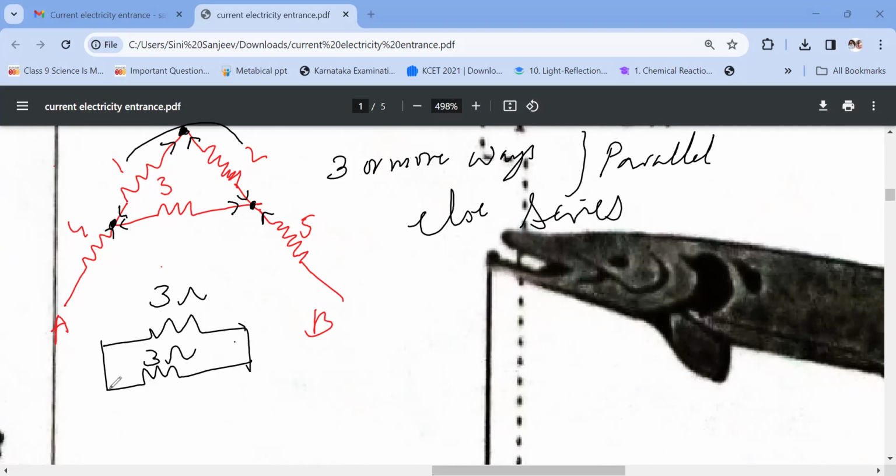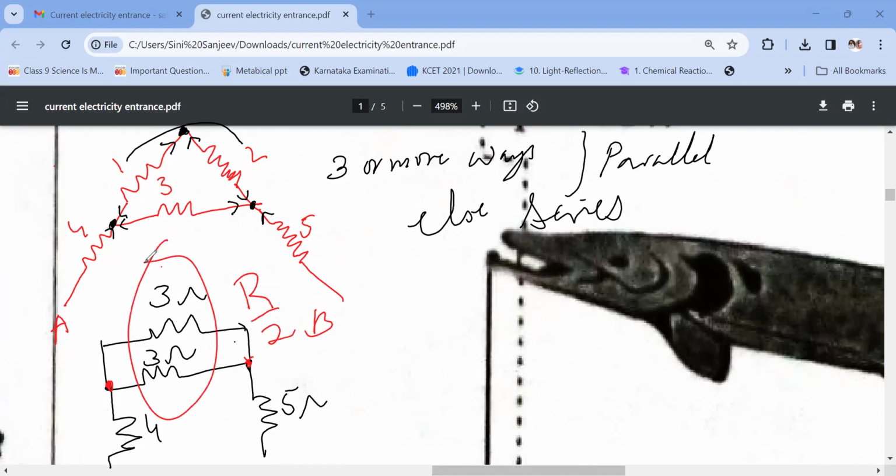Correct? It's parallel with another 3 ohm. Then this is 4 ohm and this is my 5 ohm respectively. Again, if I consider here the junction, correct? 3 ohm and 3 ohm are in parallel. If the resistance value is same and if it is parallel, then I'll just do what? R by 2. So what is the value of this 3 by 2? 3 by 2 is 1.5 ohms. So this is equivalent to 1.5 ohms. This is my 4 ohms and this is my 5 ohms.